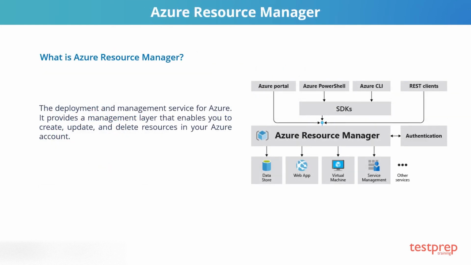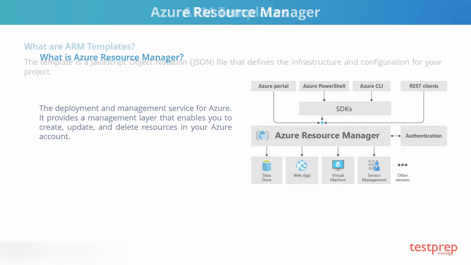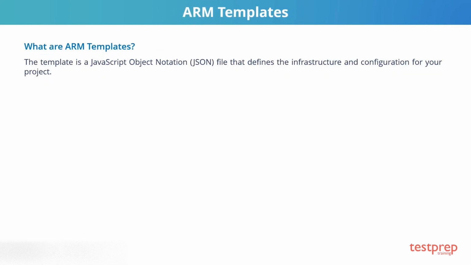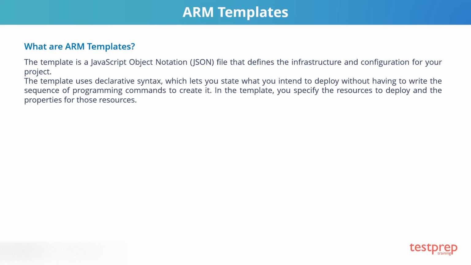In this lesson, we will learn what is an Azure Resource Manager. Azure Resource Manager is the deployment and management service for Azure. It provides a management layer that enables you to create, update, and delete resources in your Azure account. Now, to automate deployments, and use the practice of infrastructure as code for Azure solutions, we use Azure Resource Manager templates. An ARM template is a JavaScript object notation file that defines the infrastructure and configuration for your project. The template uses declarative syntax, which lets you state what you intend to deploy, without having to write the sequence of programming commands to create it.